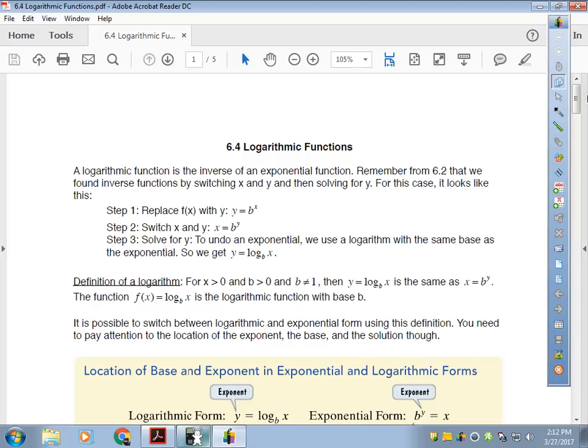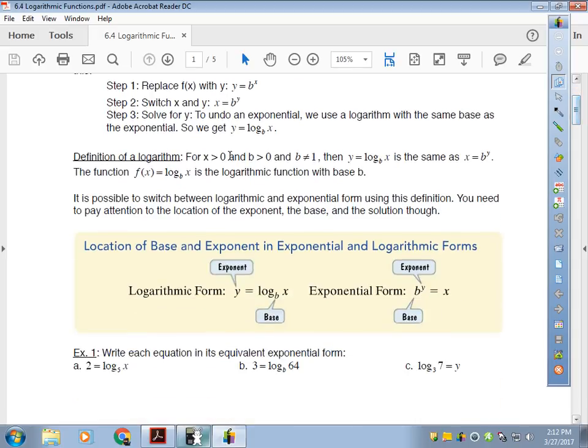Now, these logarithms do have some properties associated with them. First off, x, the thing that's inside the logarithm, has to be greater than 0, has to be positive. B, the little base number down here, has to be greater than 0 and cannot equal 1. So those are some stipulations on our logarithm.